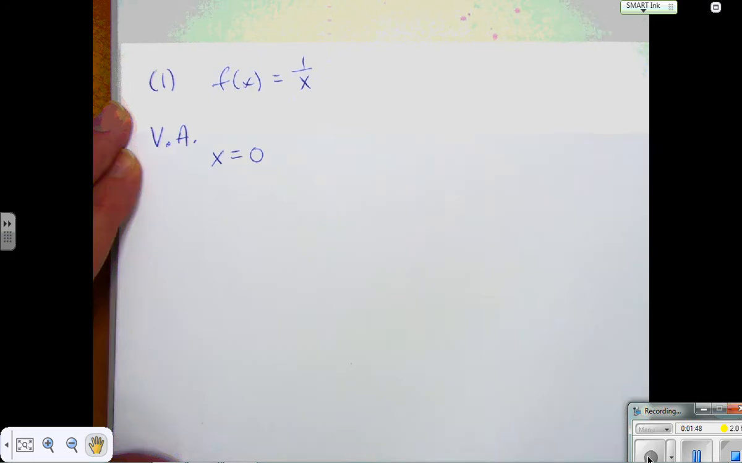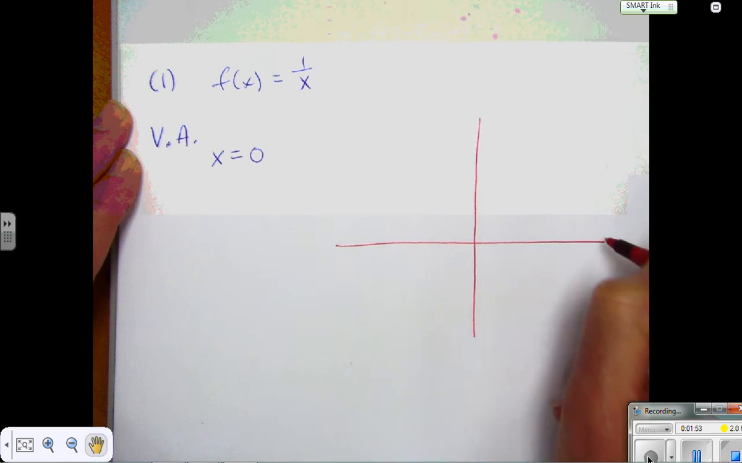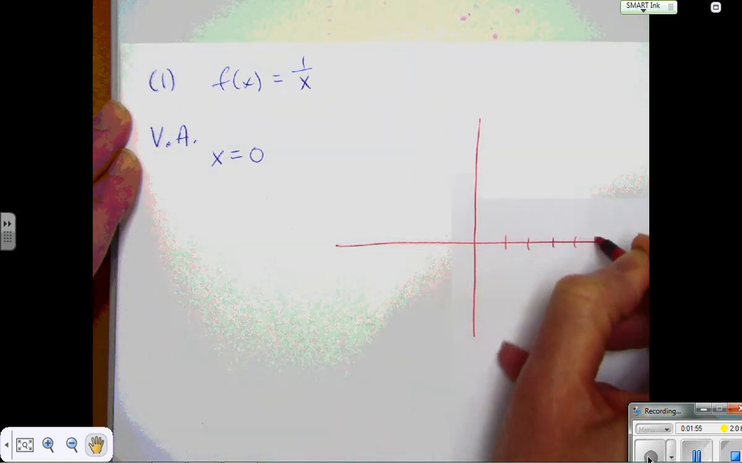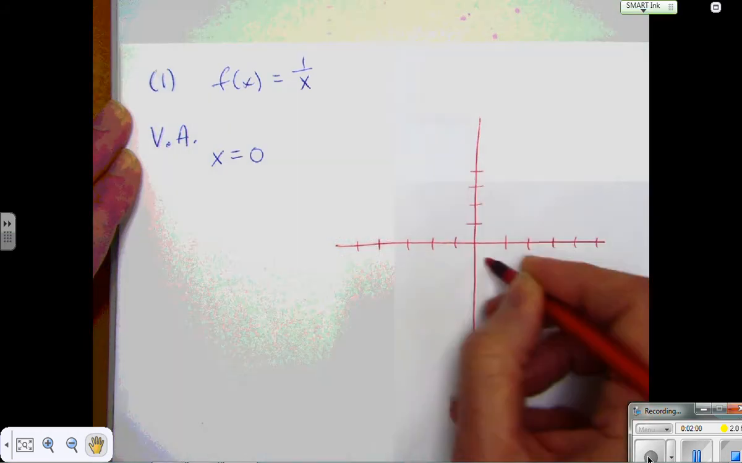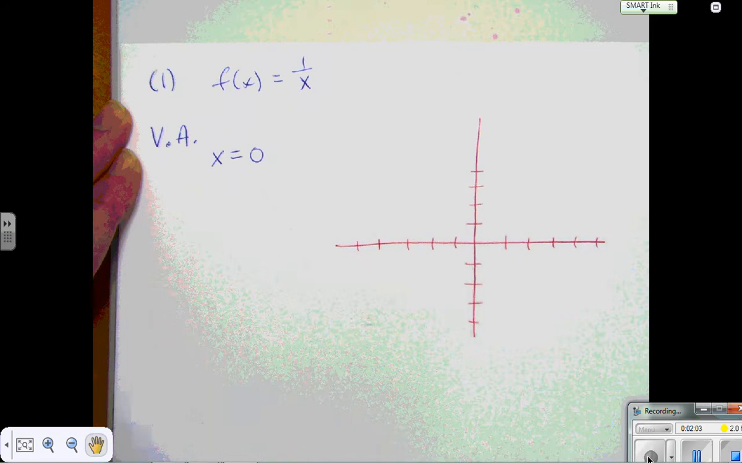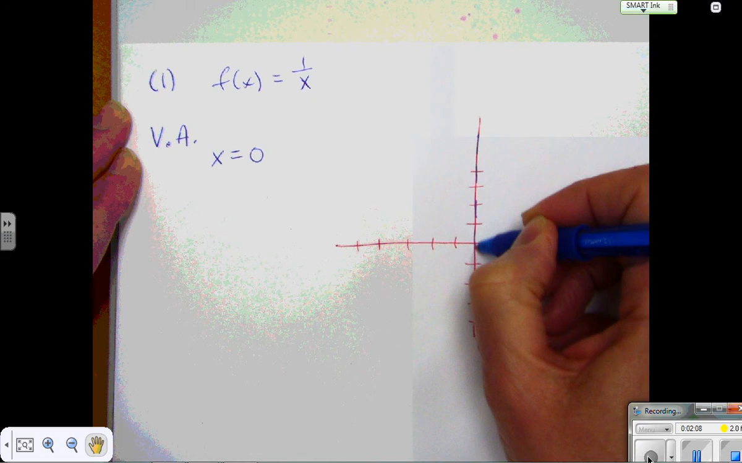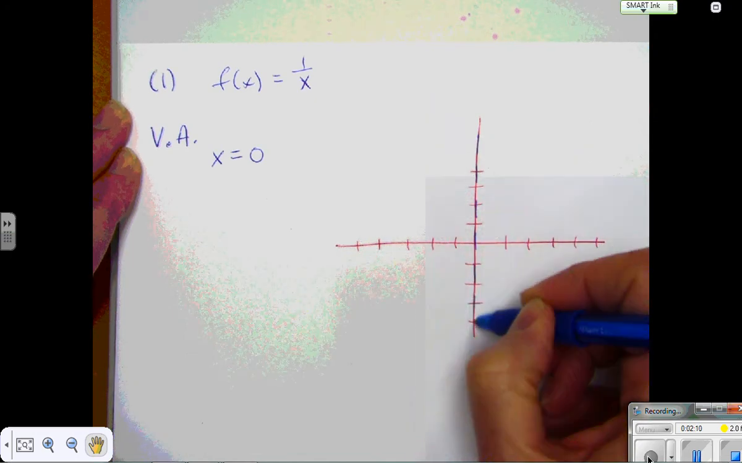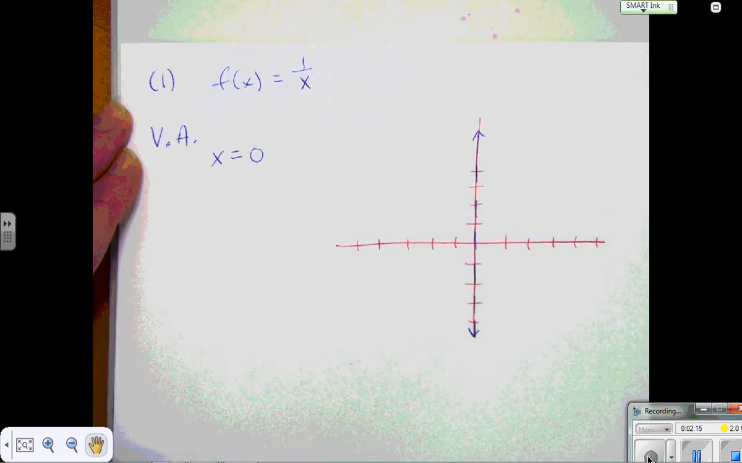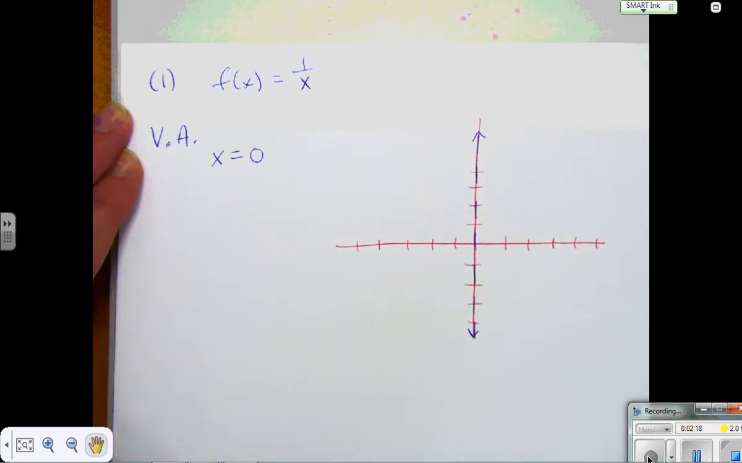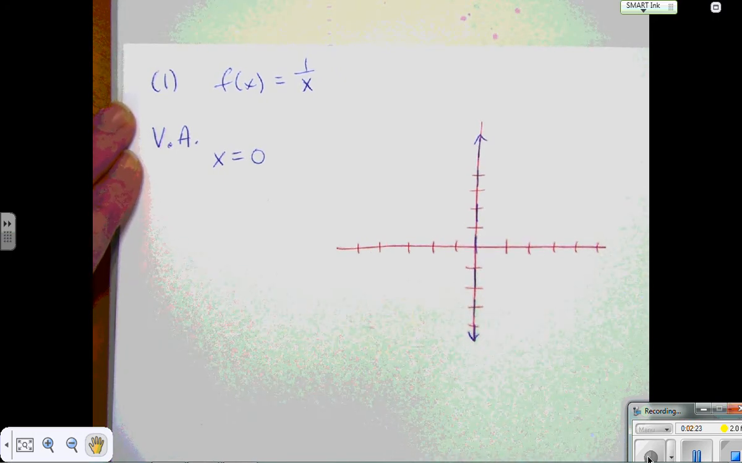Okay, so if we're going to graph it, you need to use dotted lines for your asymptotes. Okay, I do want you to put them on your graph. They might not show up on your calculator if you use your calculator, but you should have them on your graph, on your paper.